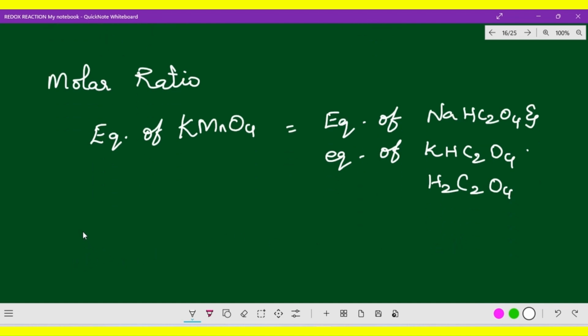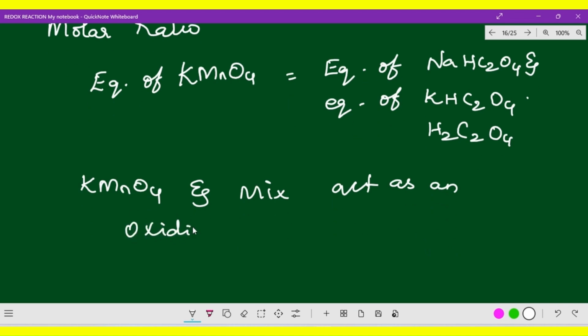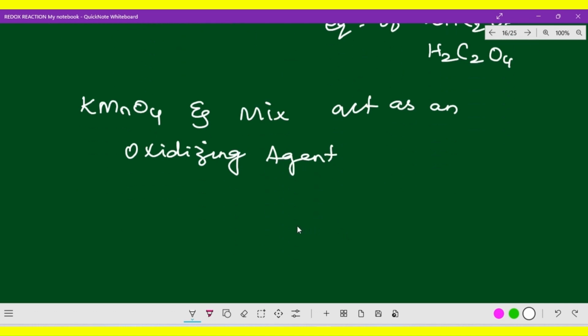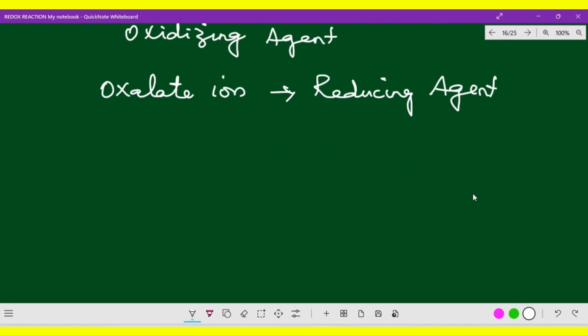Okay, now these both, which one? Both KMnO4 and the mixture. Which mixture? KMnO4 acts as an oxidizing agent. Right, now which acts as a reducing agent? The oxalate ion acts as a reducing agent. As I mentioned, it is a redox reaction as well as an acid-base reaction. Okay, so you got the idea about all these points and data. Now let us go and find the value.